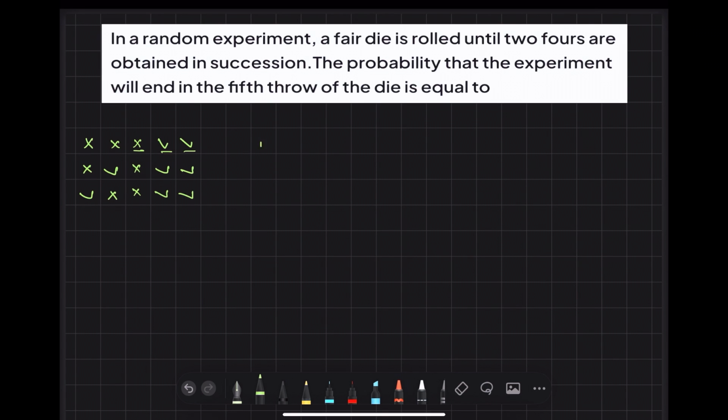Okay. Now the probability of getting 4 while throwing a dice is 1 by 6, as you know. Probability of not getting 4 is what? 1 minus 1 by 6, that is 5 by 6. Okay.